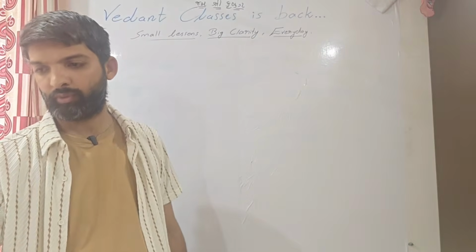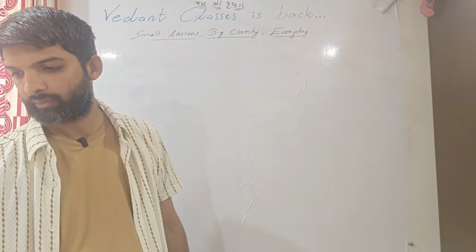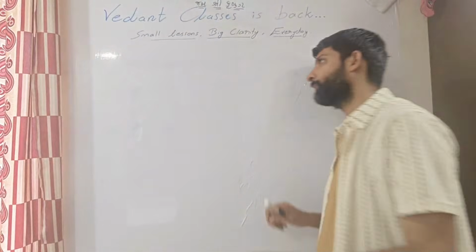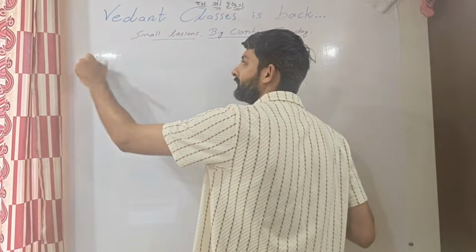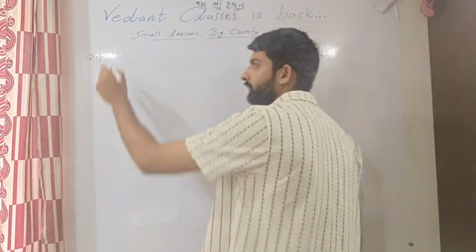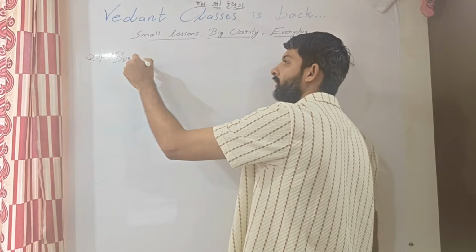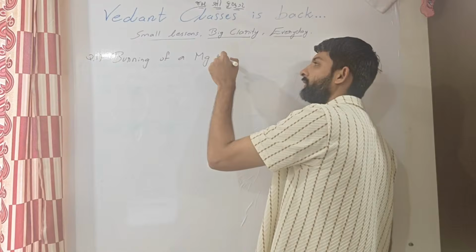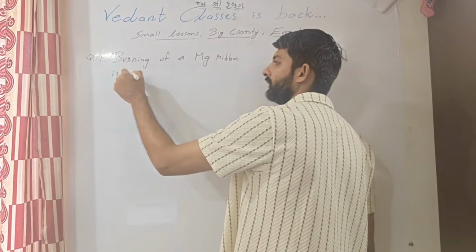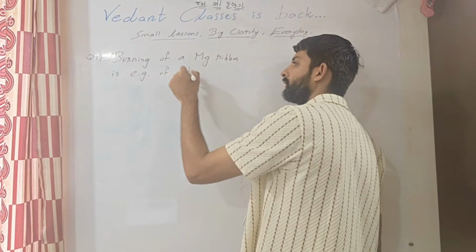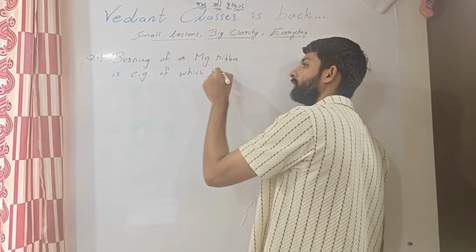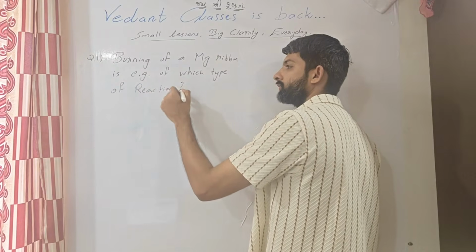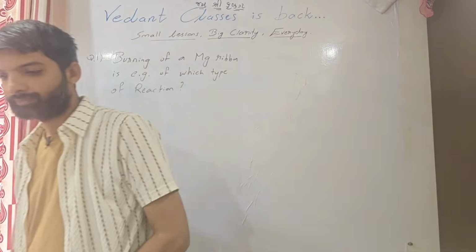So let's start with the first question. I will write the question on the board. You cannot type, and you need to respond. Burning of a magnesium ribbon is an example of which type of reaction? You need to answer in the chat box.